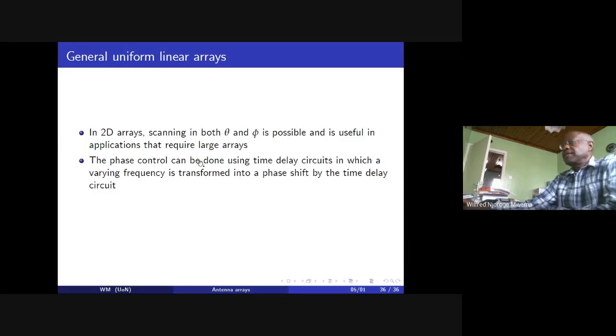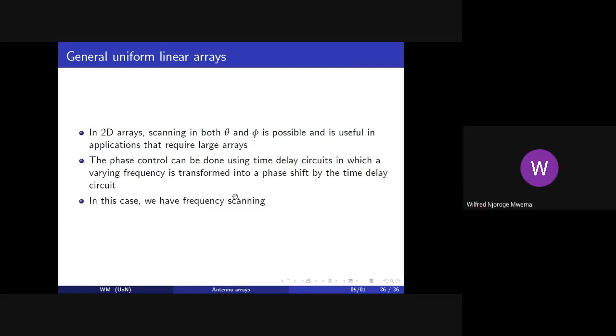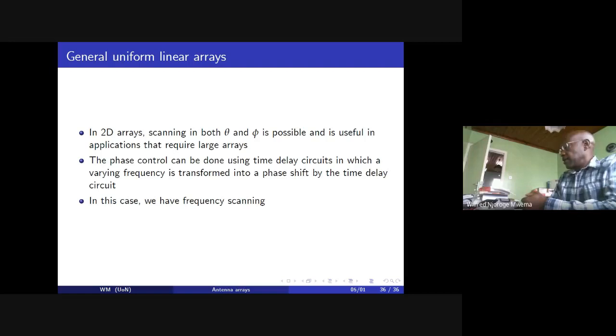So the phase control can be done using time delay circuits, in which a varying frequency is transformed into a phase shift by the time delay circuit. And in this case, we then call this frequency scanning. Remember, frequency and phase are related: the frequency is the time derivative of phase, while the phase is an integral of the frequency. So we can either use actual phase, or we can use the rate of change of the phase to do the scanning.